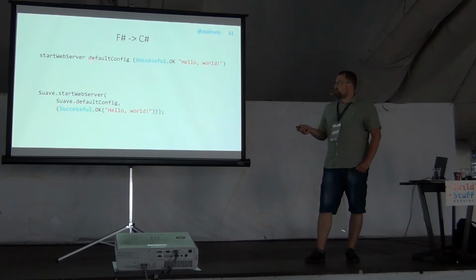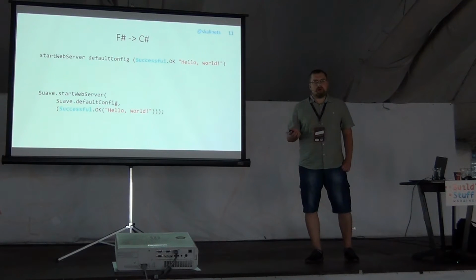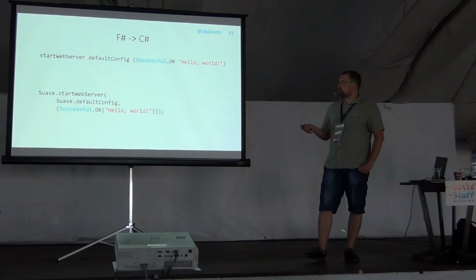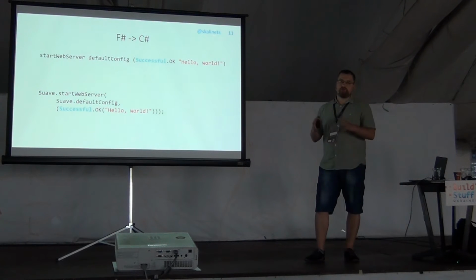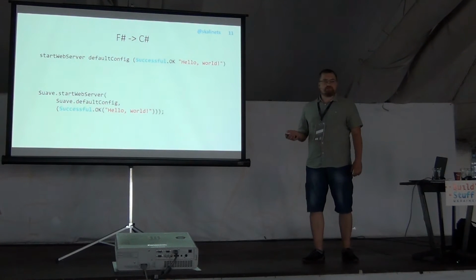So we can see that in F# we don't need commas to separate arguments. Also, we need much less braces. All those arguments are not included in braces. We don't need the semicolon at the end of the string. And we don't need the name of the static class.